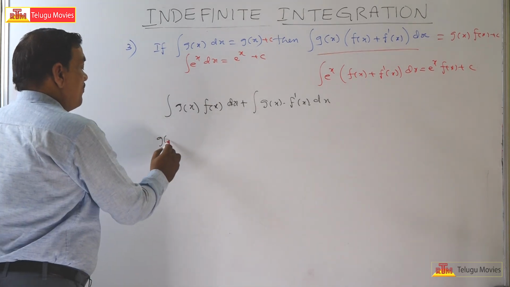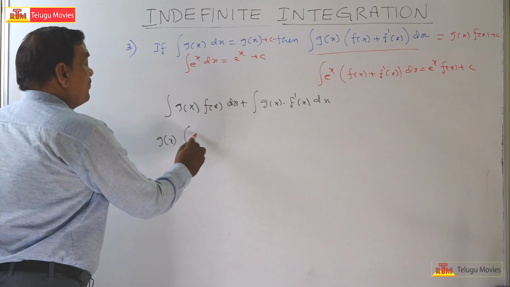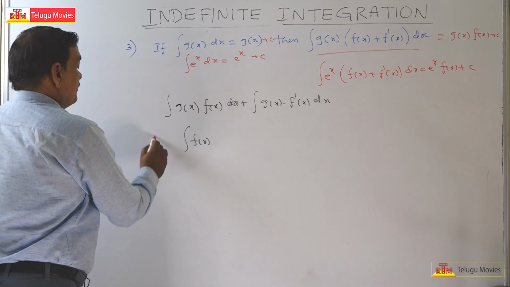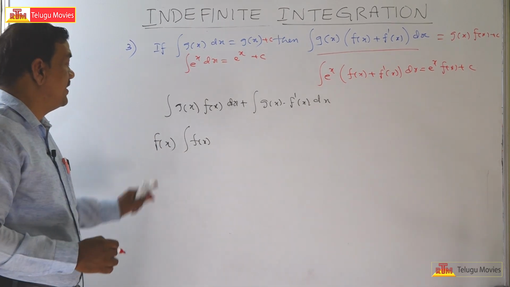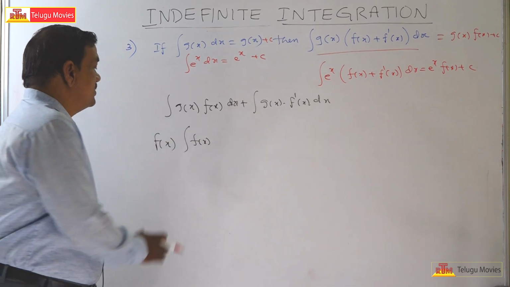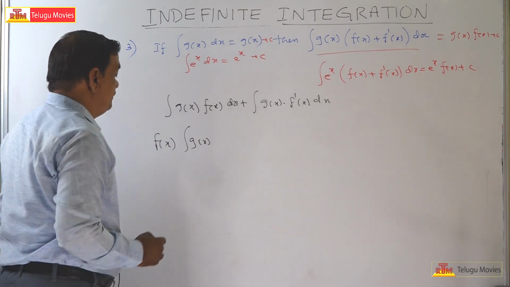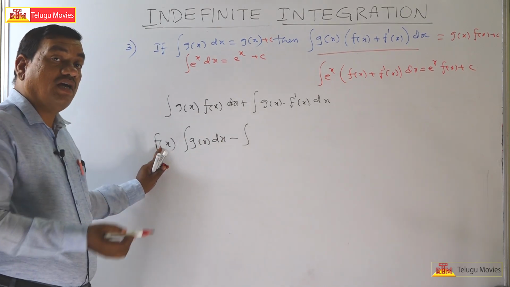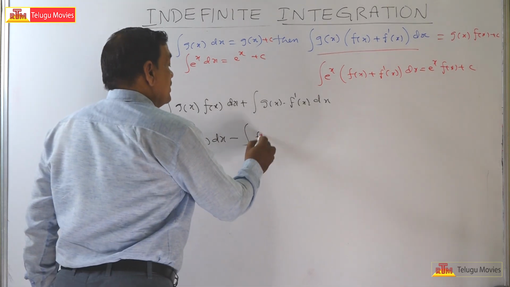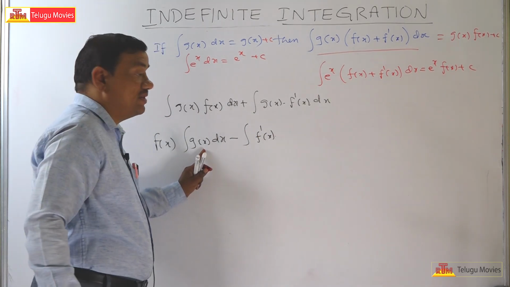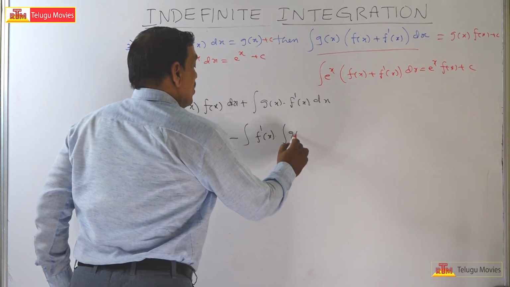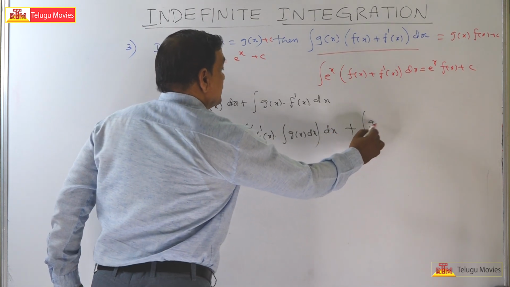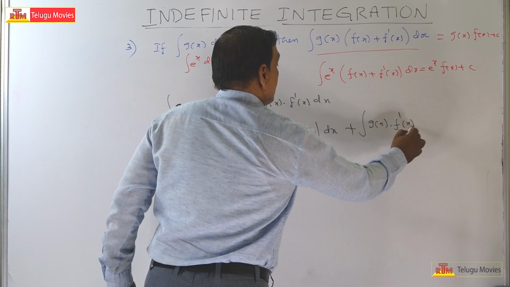So, take first g of x as outside integral of f of x. Otherwise, you first take f of x outside. So, it is f of x integral of g of x dx minus integral of whatever may be the outside is there. You have to write its derivative, that is f dash of x. Again, whatever may be the value, you have to write here. So, that is integral of g of x dx whole dx plus this you write as it is, g of x into f dash of x dx.